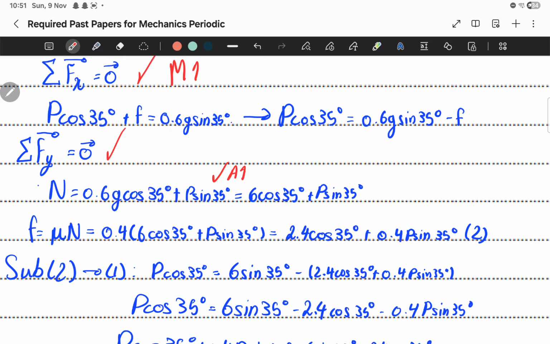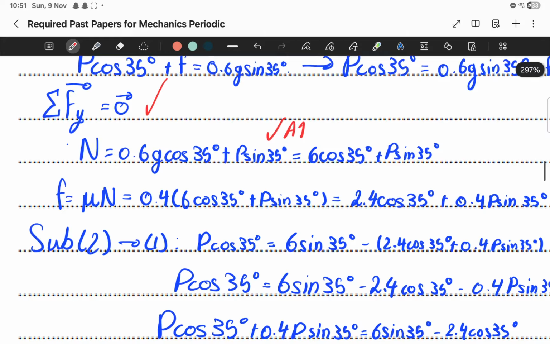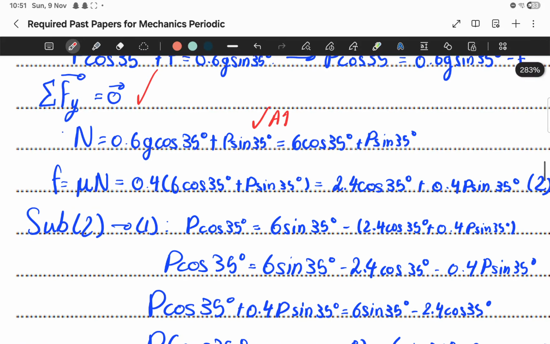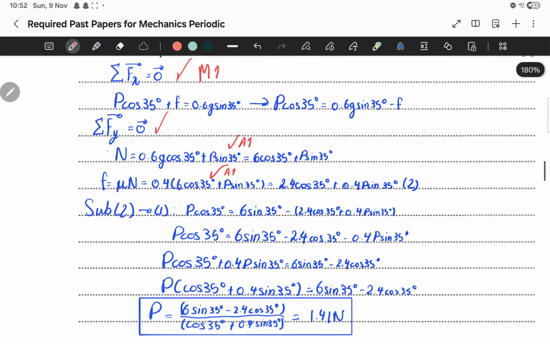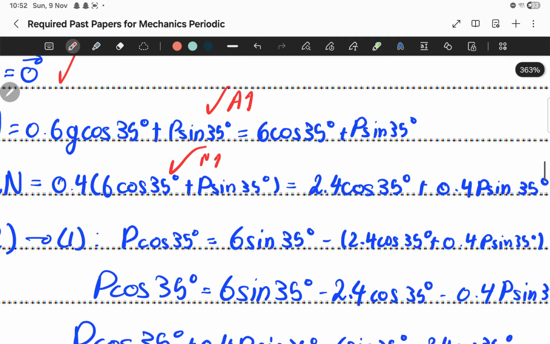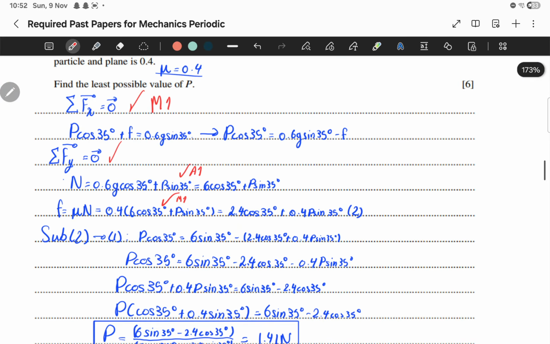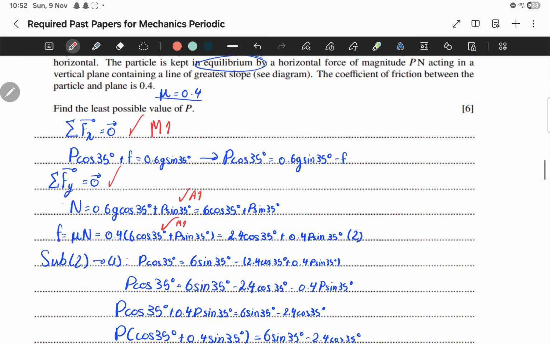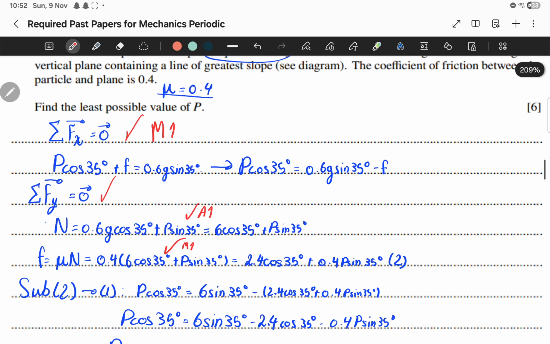Now, use of F, which is friction, equals 0.4 R. So yes, F is equal to 0.4 R, and this gives me A1. Solve for P is dm1. What's the second A1? Because I only have one A1. Oh, it's the first one, the friction. So now you resolve this one: P cos 35 plus friction equals 0.6 G sine 35. Yes, this is correct. You get A1 for this one too.